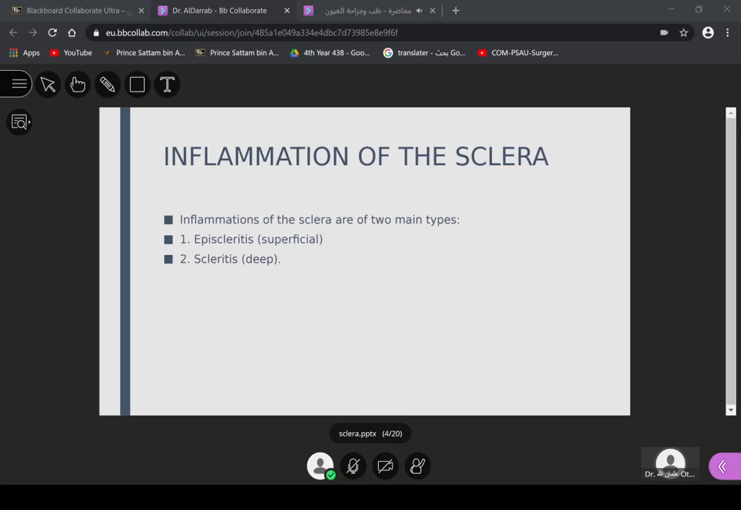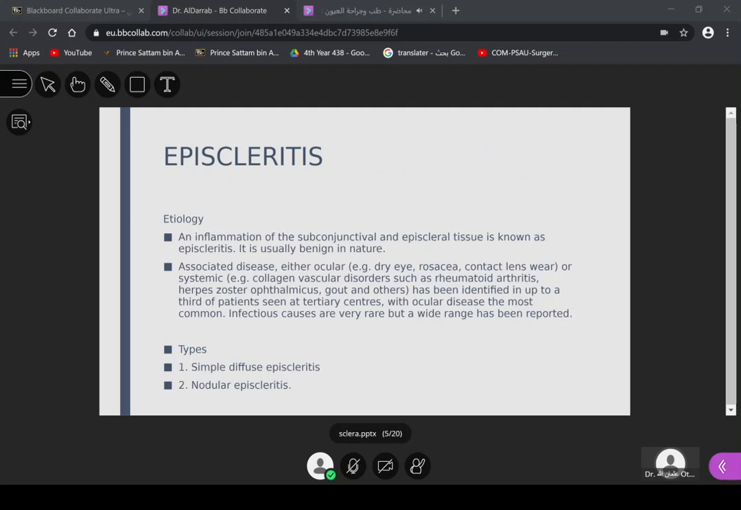Inflammations of the sclera, we can have just 2 main things, episcleritis or scleritis. Episcleritis is the superficial inflammation. Scleritis is the deep inflammation. Episcleritis, inflammation of the subconjunctiva. So just before we start, we have the conjunctiva. Below the conjunctiva, we have the episclera. Behind that, we have the sclera.